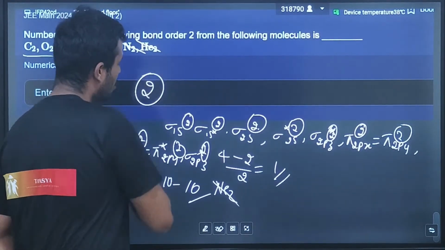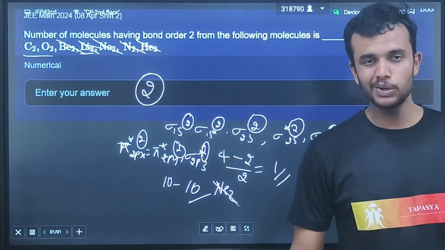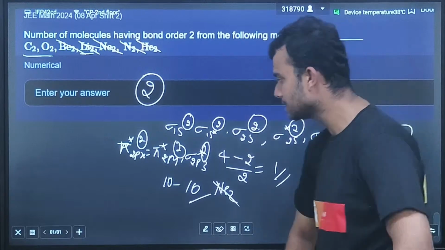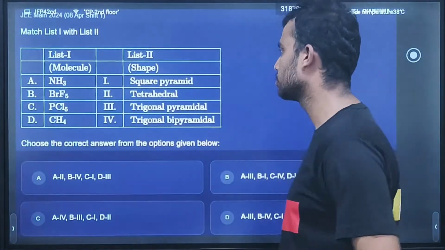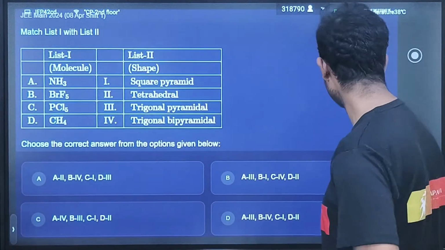How many in total? Only 2. If you get 2 as an answer, it is correct, my dear student. Next question. Oh my god, again the same questions.